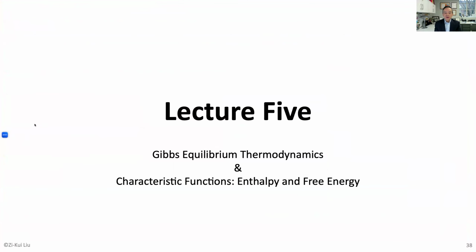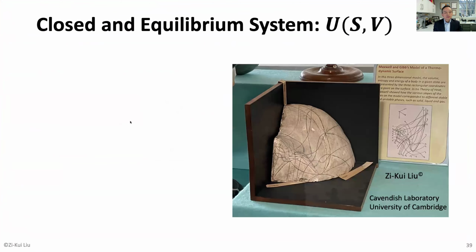Today, we're going to talk about lecture 5, Gibbs equilibrium thermodynamics and the characteristic functions, enthalpy and free energy. We showed this photo before. It was made by Maxwell in 1874 and presents the internal energy as a function of entropy and volume. This photo was taken at the Cavendish Lab, University of Cambridge in 2022.